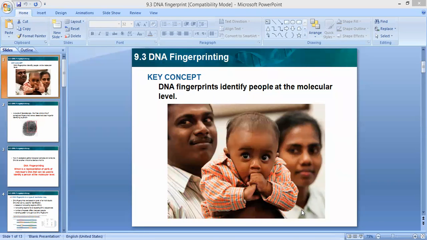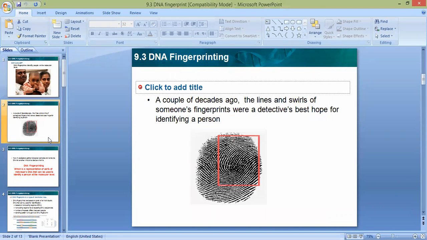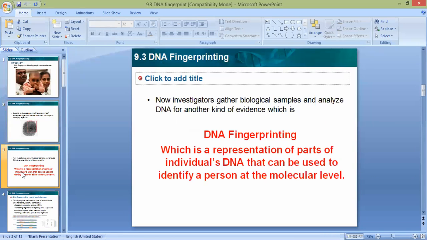Okay. Today, then we will start with DNA fingerprinting, section 3 in chapter 9. DNA fingerprinting is a technique used to identify people at the molecular level. Okay, we said that a couple of decades ago, the lines and swirls of someone's fingerprint were a detective's best hope for identifying a person. Okay, they were using these lines to identify a person. But now investigators gather biological samples and analyze DNA for another kind of evidence, which is DNA fingerprinting.